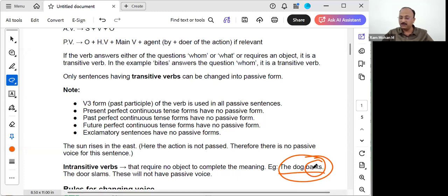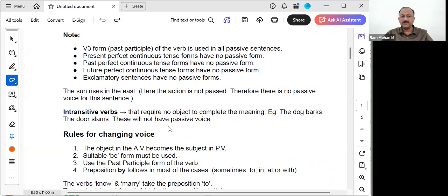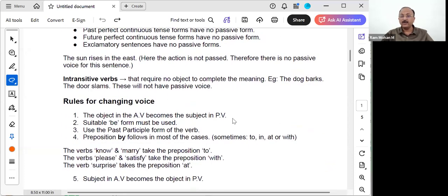If we say the dog barks on the thief, in this case it is answering on whom, so it's a transitive verb. But in the earlier case, it is an intransitive verb. Such sentences do not have any passive voice. Now, these are the basic points that we have to remember before we proceed to learning the rules for changing voice. Okay. Now, what are the rules?